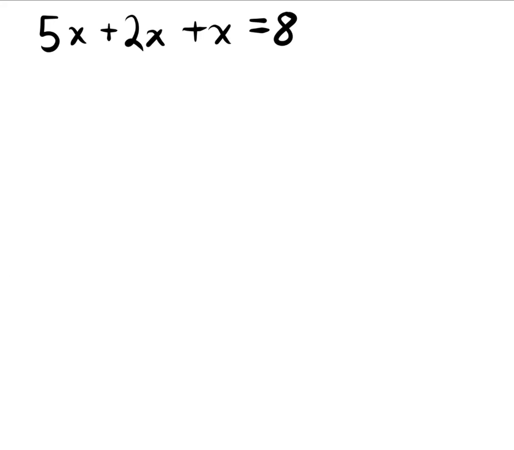Hopefully you actually paused it and tried it by yourself. What I have here is 5x, 2 plus 2x plus x. And so what I'm going to do is start by what we call combining like terms. I have multiple x's. They're all to the first power, right? In other words, they don't have a squared exponent or anything like that. So all of these I can combine.